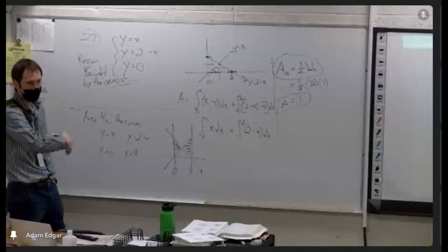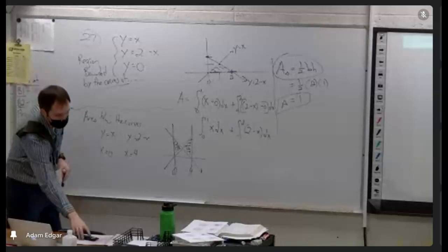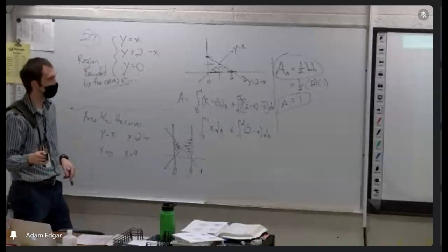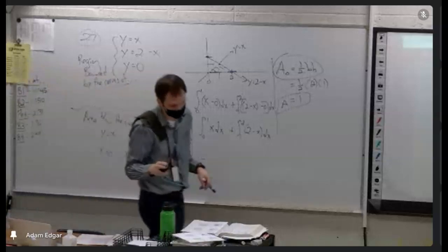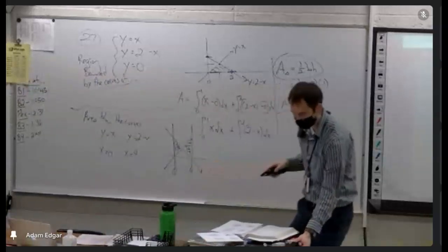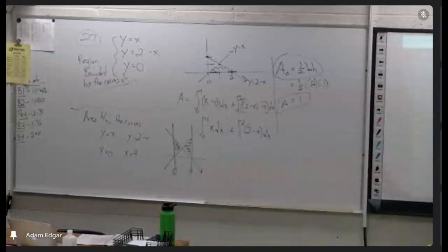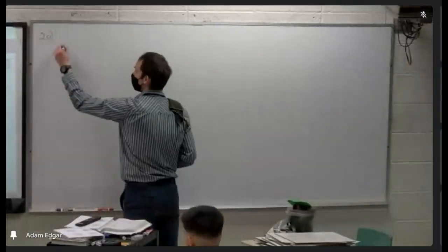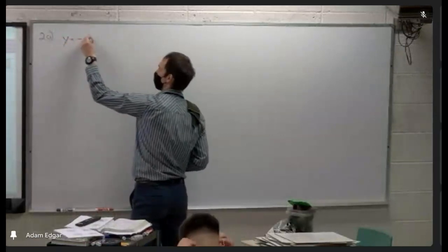Anything else with this? All right, and then we had a request for 20. 20, similar sort of idea. It was another, find the area of the region bounded by the graphs. And for 20, it was y equals negative x squared plus 3.